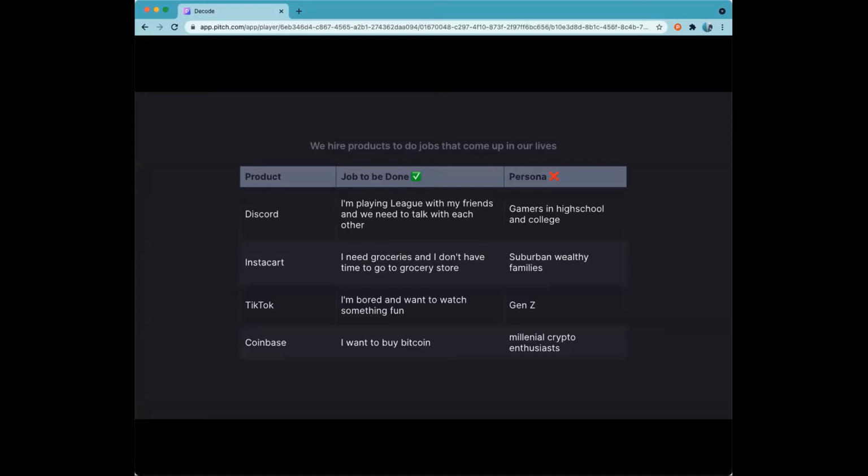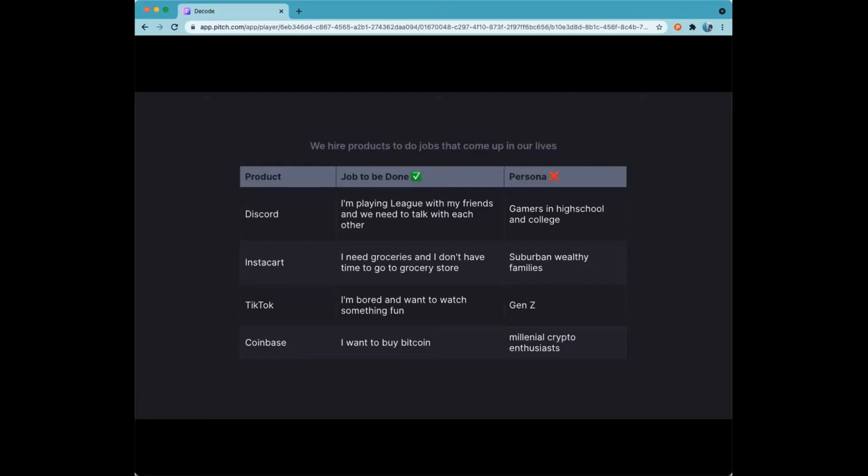We could just take a few examples. So Discord. A job to be done might be I'm playing League with my friends and we need to talk with each other. Persona might be gamers in high school and college. Now, if you think about the job to be done and you talk to friends, there's a lot of other jobs to be done that maybe Discord can solve. For example, we actually use Discord at Snackpass to collaborate and have meetings because Zoom, you know, video isn't always necessary. And with Discord, you just hop in without creating an event.